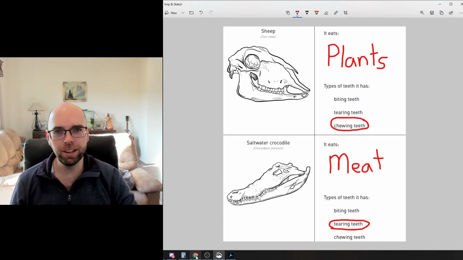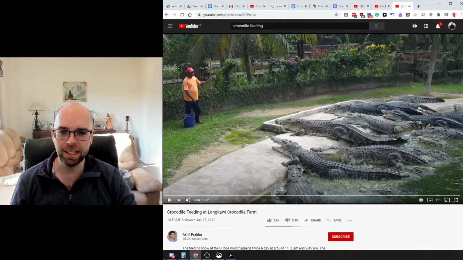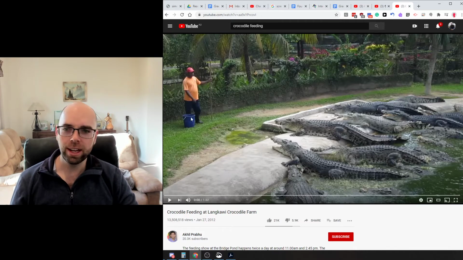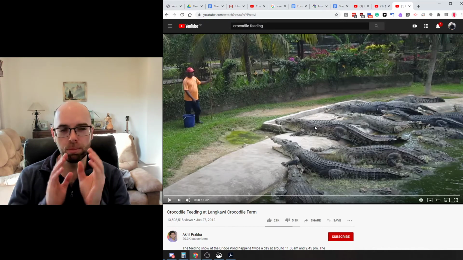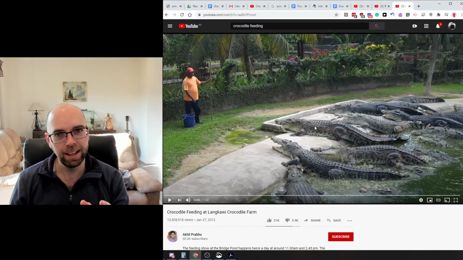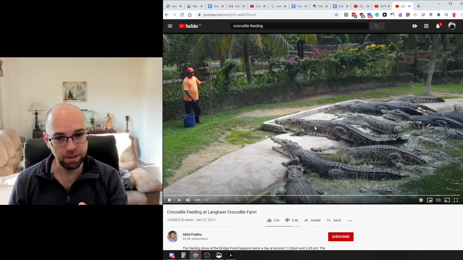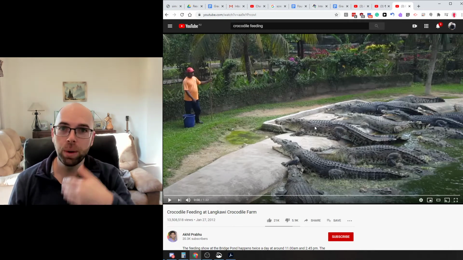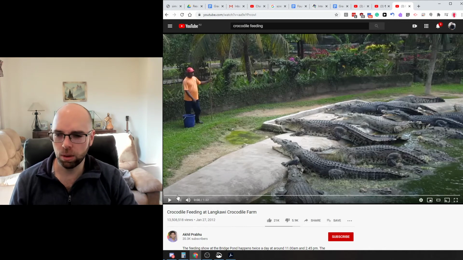Let's have a look. I've got a video of some crocodiles eating here. Let's have a look at this one. Okay, so now this person here, this brave man inside this crocodile pen, is feeding them. Now, if crocodiles only have tearing teeth, they would be able to tear meat off a bone. But he's actually feeding them smaller things, so they don't need to tear it. But I want to see if they cut it when they bite, or if they are chewing their food. Let's have a quick little look.